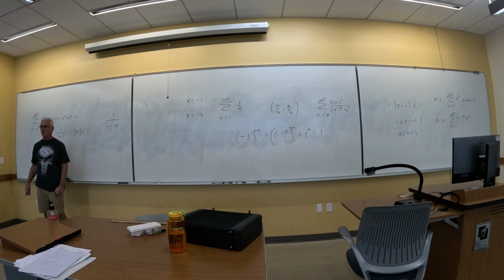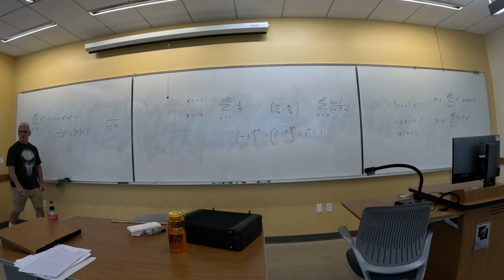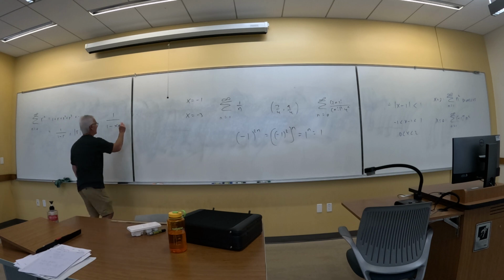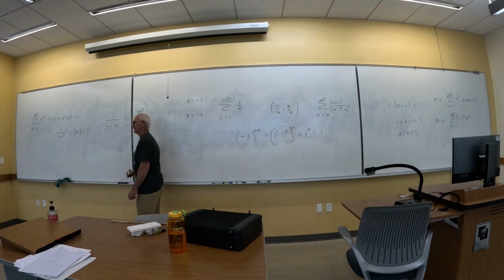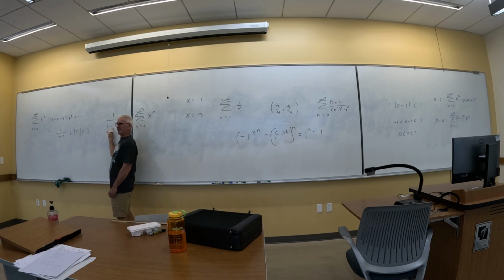Okay, it's a simple quotient. I'd like you to write it as a power series. How could I write that as a power series? Any ideas? I want you to write this as a power series. X to the n. How about x to the n? And just write the same thing with an x instead of an r?